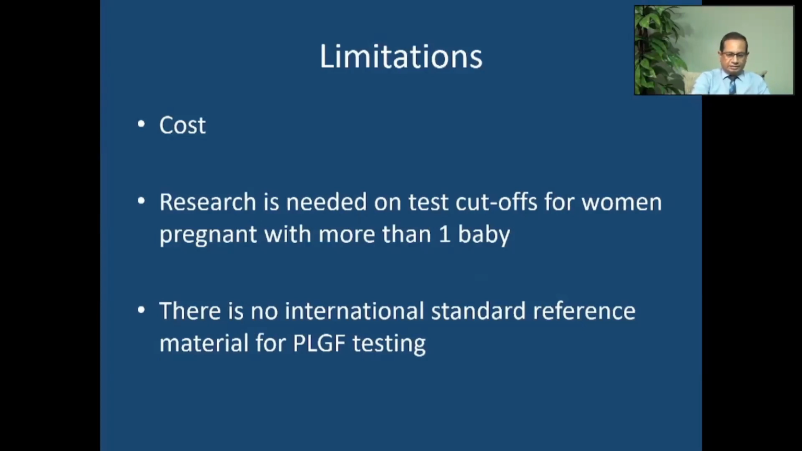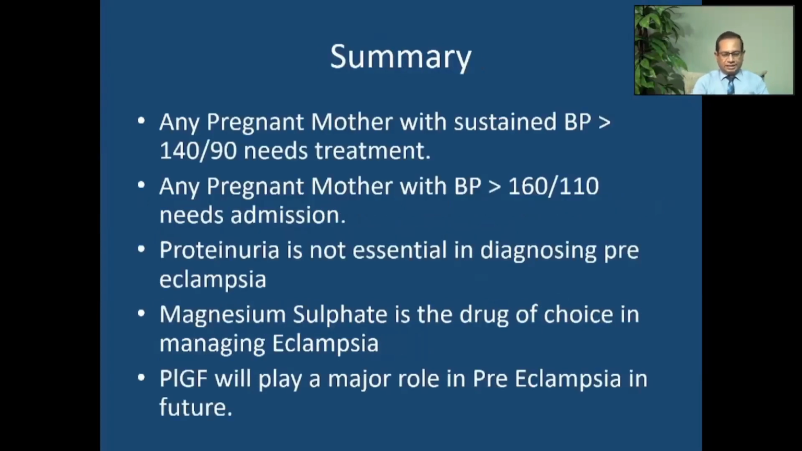Finally, we will come to the summary of this presentation. And very briefly, there are a few points I need to highlight. One is any pregnant mother with a sustained blood pressure of more than 140/90 needs treatment. And any pregnant mother with a blood pressure of more than 160/110 needs admission. Proteinuria is not essential in diagnosing preeclampsia, and magnesium sulfate is the drug of choice in managing eclampsia, not the other medications including diazepam or the benzodiazepines.